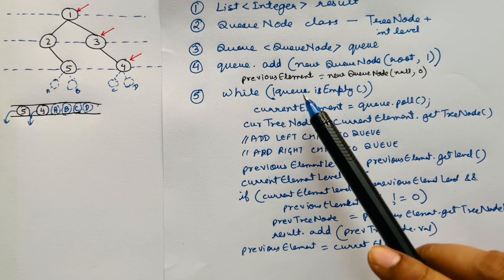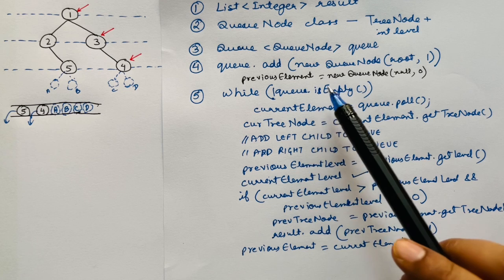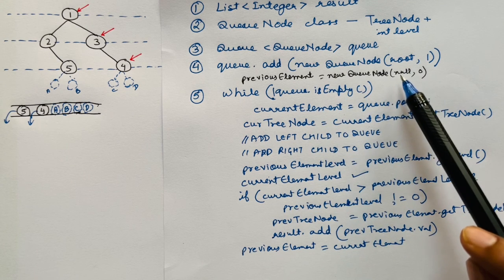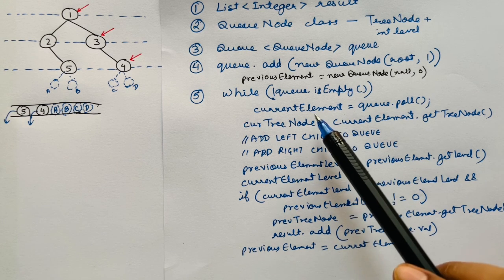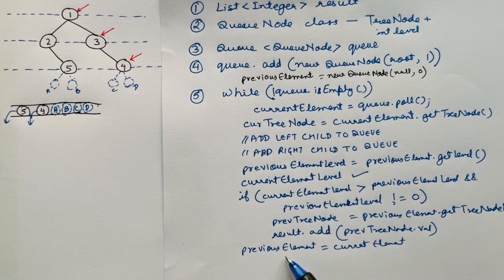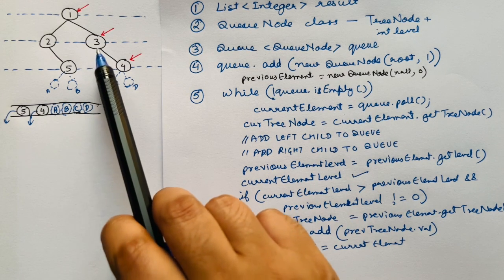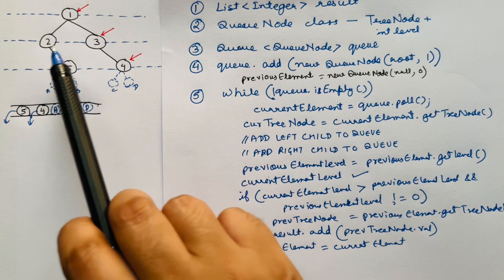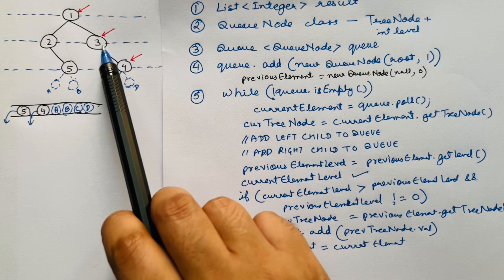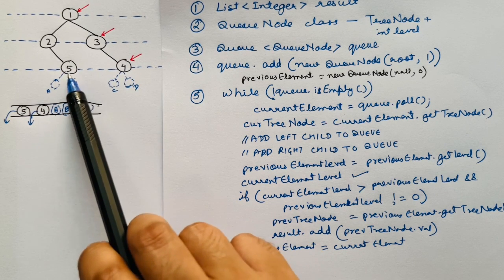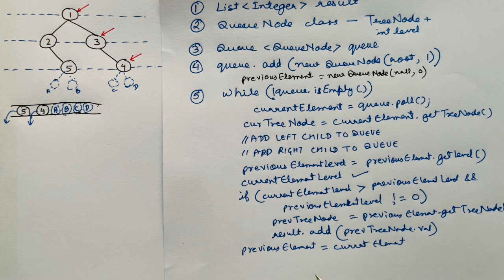Now before we start, we can have an imaginary previous element with a null tree node and level equal to 0. And in every iteration, this current element will become previous element for the next iteration. For example, here if we consider if we are at 3 currently, the previous element is 2. But when we come at 5, the previous element will be 3. When we come at 4, the previous element will be 5. Therefore, in every iteration, our current element will become previous element for the next iteration.